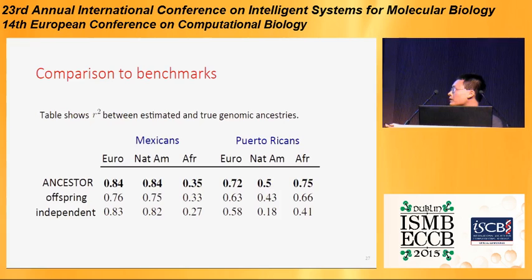And the columns here correspond to different populations and different types of ancestries. What we see here is that we're actually doing significantly better across all of the populations and all of the ancestry blocks, compared to what is currently used.